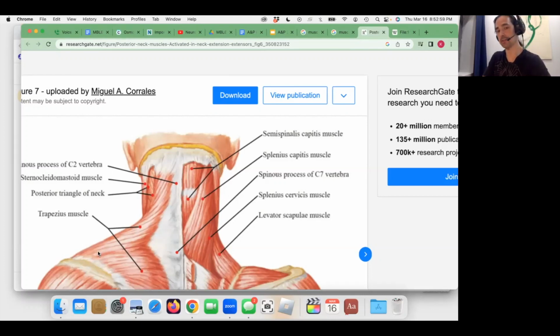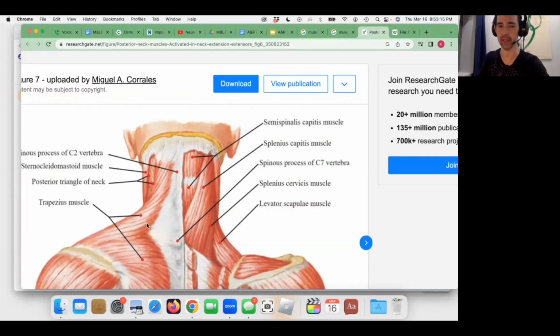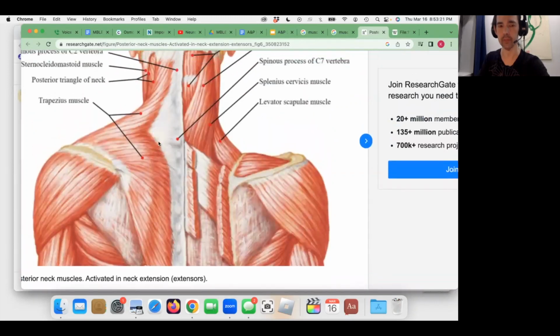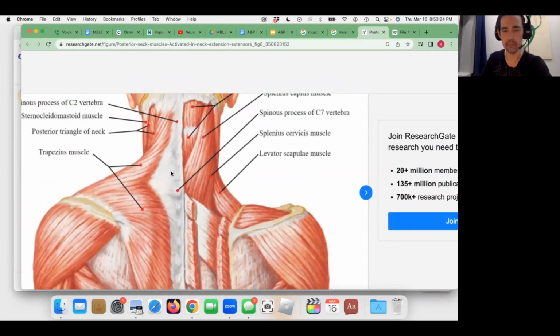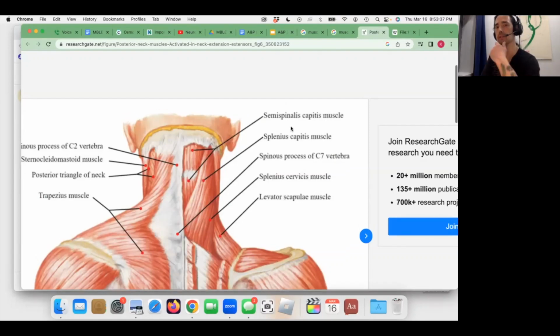Don't forget the trap has 3 sections. It's got the upper trapezius that moves the shoulder. It has the middle trapezius, which moves the scapula, and it has the lower fibers, which also move the scapula. So the shallow layer is made up of the trapezius muscle in the neck, and then the middle layer is made up of these other muscles, and you should know these.